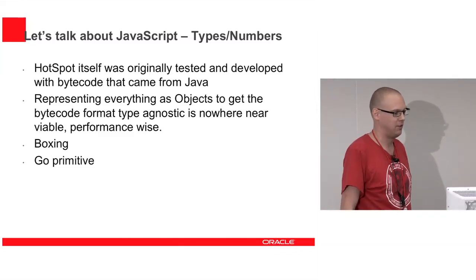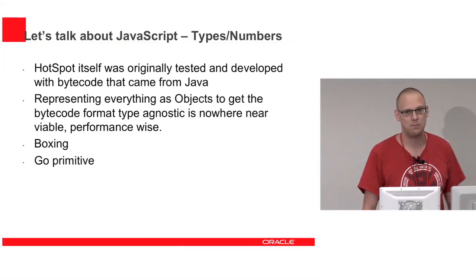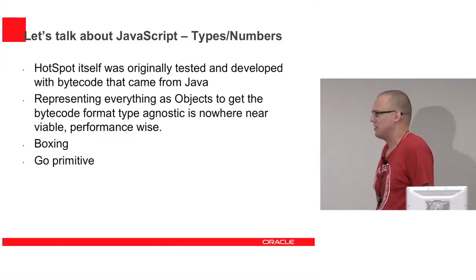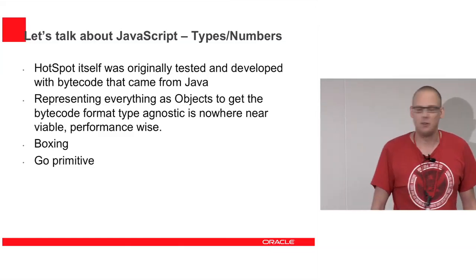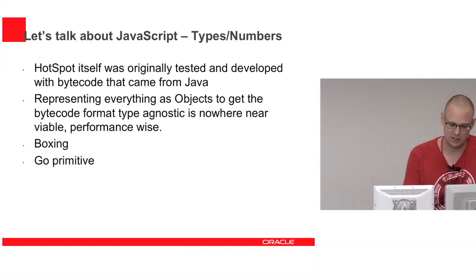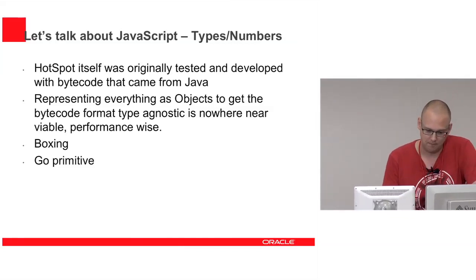But that's not anywhere near viable performance-wise, because HotSpot drowns in boxing and object allocation overhead. So let's call it micro-optimization if you will, but if we cater to bytecode, we have to use primitives as much as we can to get any performance from the JITs. So we try to be as primitive as we can.